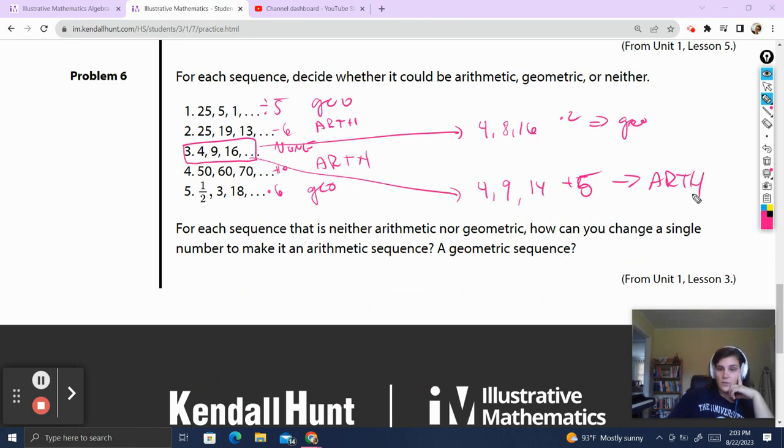It's pretty easy to do in this question because you only have 3 terms. So you just have to find a relationship between the 2 of them and make the third one fit. But yep, that's what you would do in order to switch it to a geometric sequence and then to an arithmetic sequence.